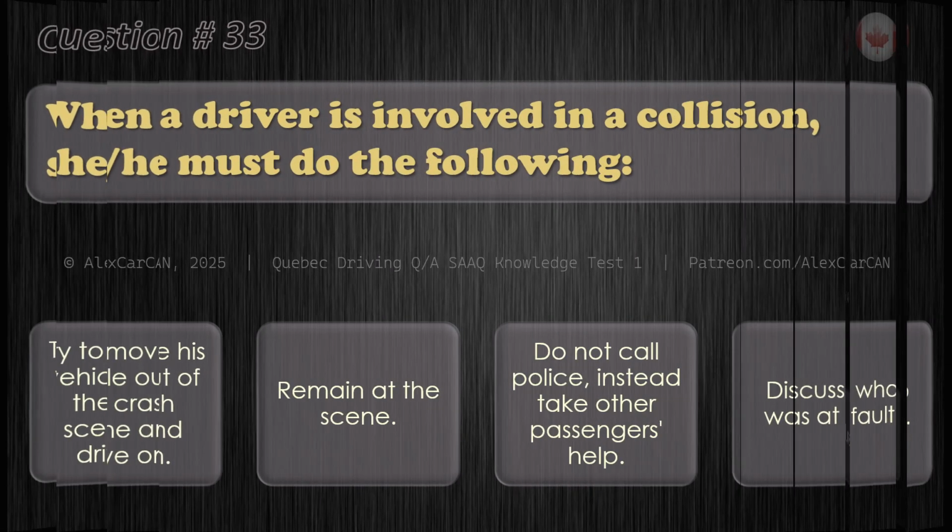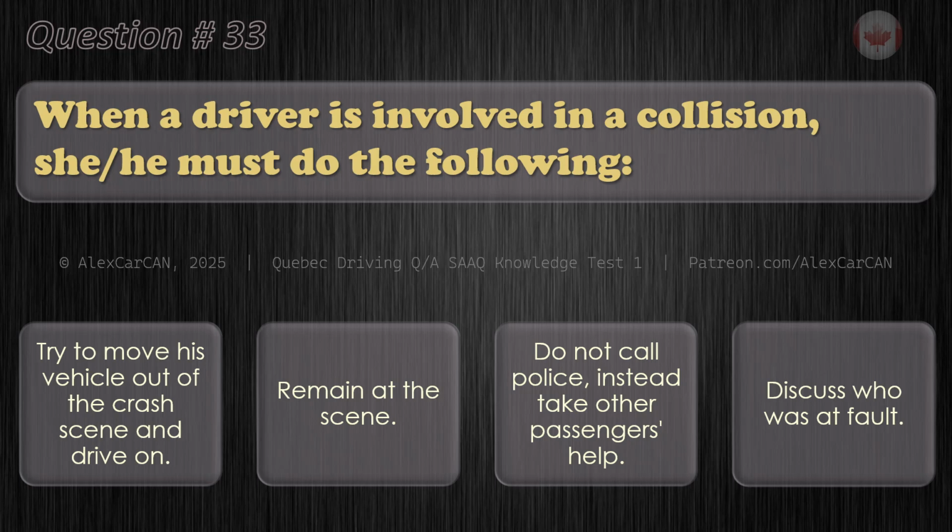Question number 33. When a driver is involved in a collision, he must do the following. Try to move his vehicle out of the crash scene and drive on. Remain at the scene. Do not call police, instead take other passengers' help. Discuss who was at fault. The correct answer is remain at the scene.